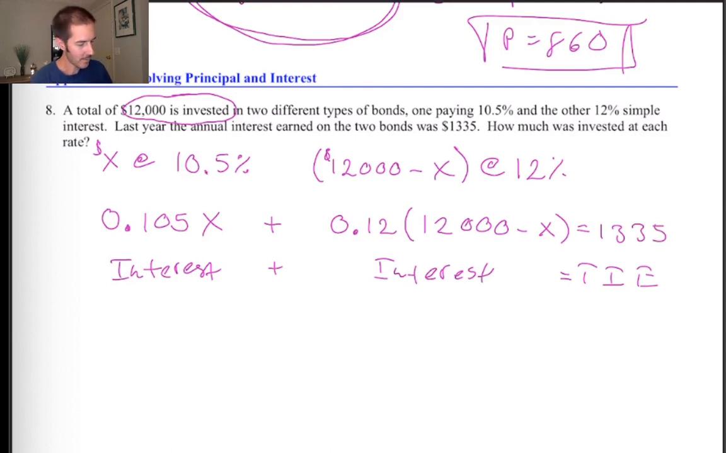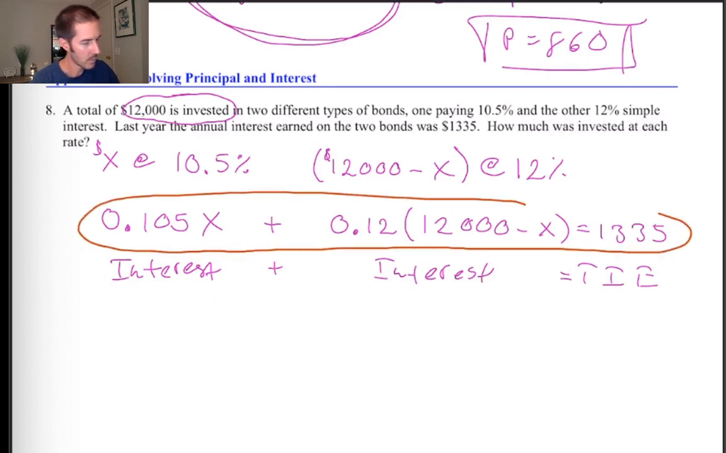What you have here now is one equation with one variable in it. All you have to do is a little bit of distribution, which requires multiplication. You'll combine like terms, and you'll solve for your variable. Let's keep going with it.